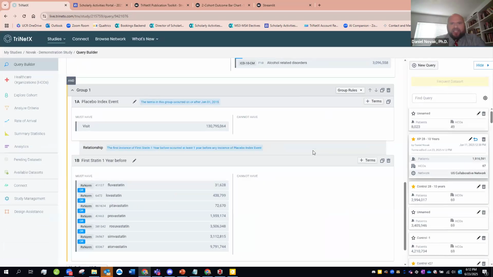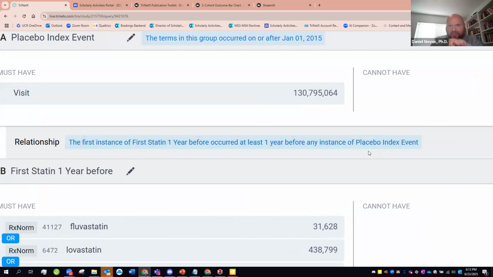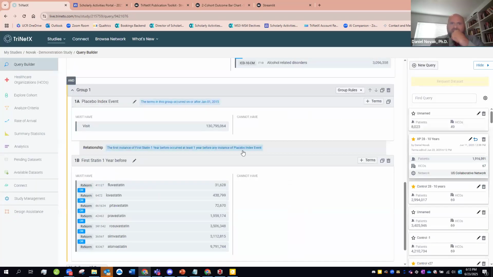So by naming these, that was a little confusing, but if you name these properly, surgery, medication, or diagnosis, treatment, or something like that, it'll help you really understand and articulate in plain English what exactly is happening in the relationship between your two cohorts.